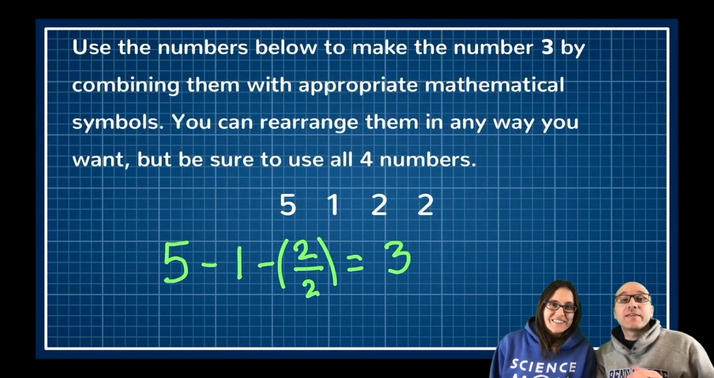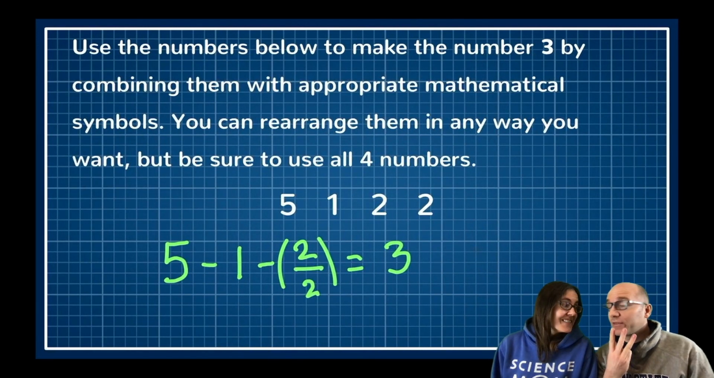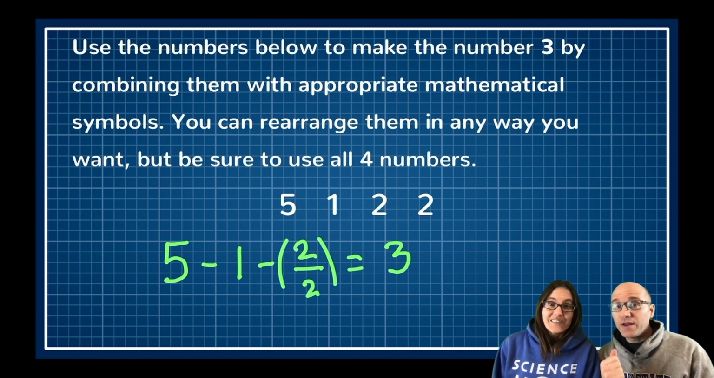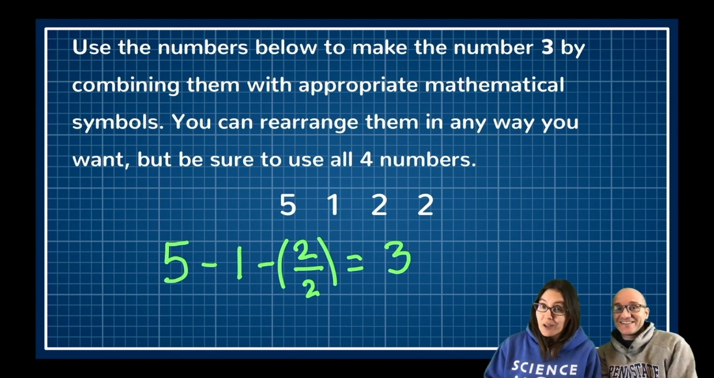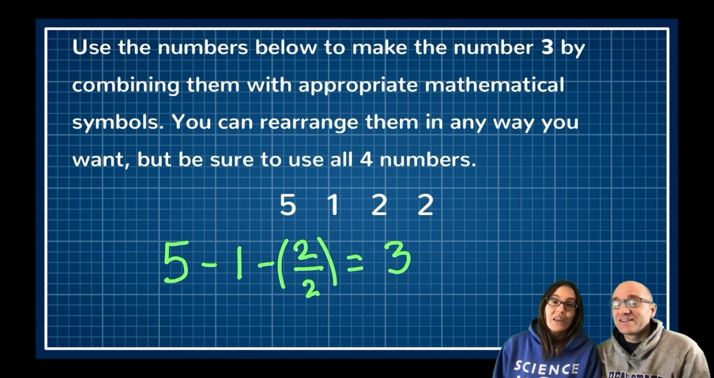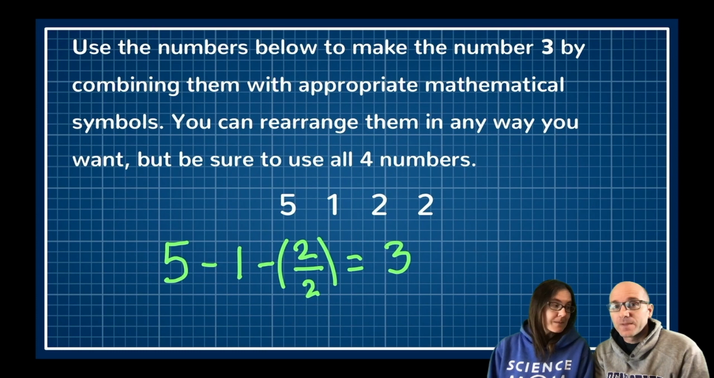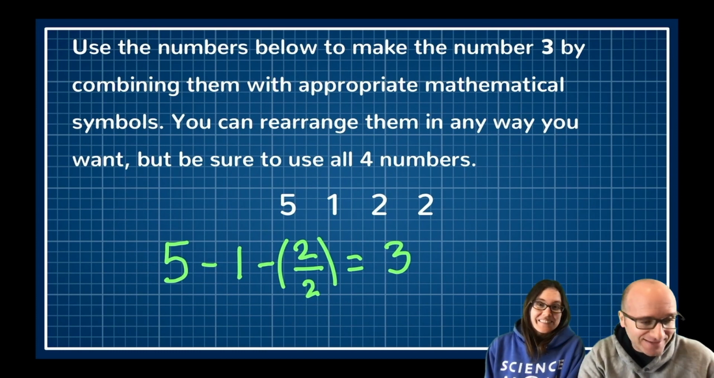But before we get into that content, let's go over our warm-up problem where we were supposed to make the number 3 using a 5, a 1, a 2, and a 2. And I did it by taking 2 divided by 2, which is 1, and then 5 minus 1 minus 1 is the same as 5 minus 2, which is 3. I like it. Nicely done, Science Mom.